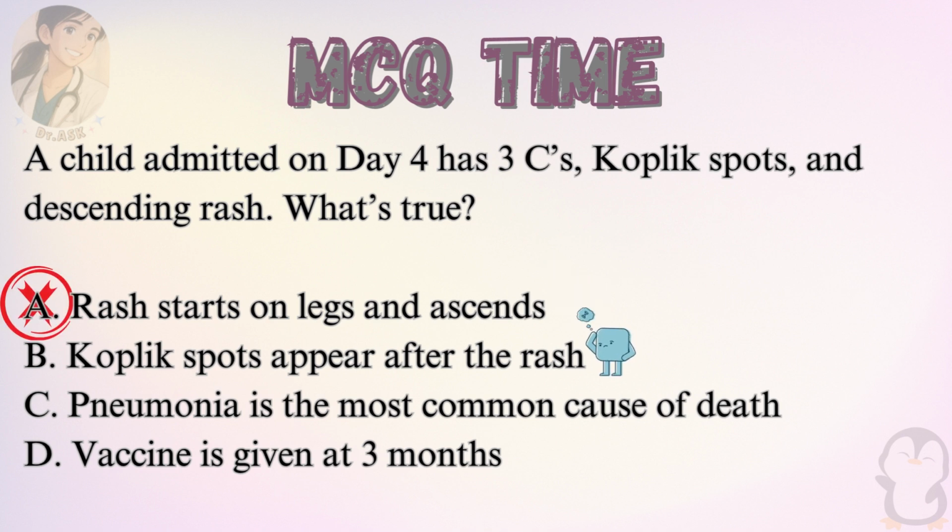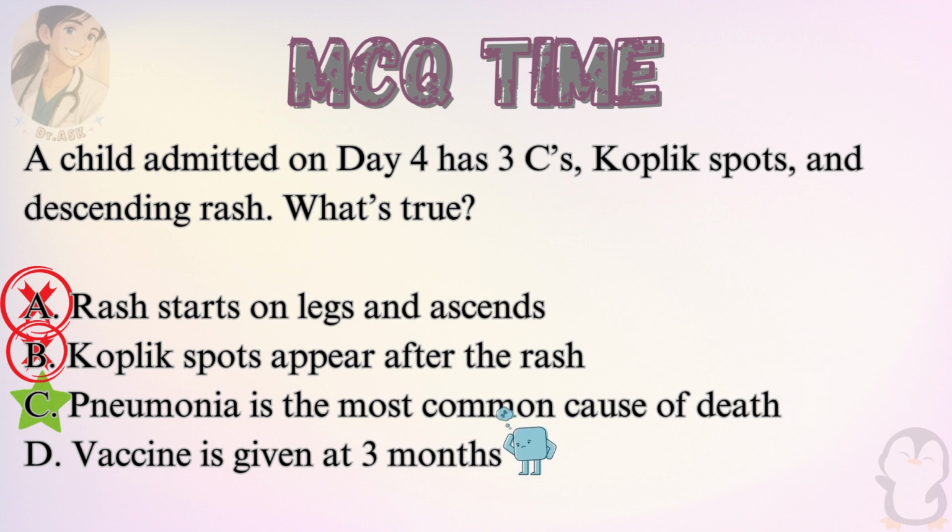Option B. Koplik spots appear after the rash. Nope, they come before the rash. They usually show up around day 2 or 3 of illness and disappear as the rash begins. Option C. Pneumonia is the most common cause of death. Yes, that's correct. Pneumonia is the leading complication and the most common cause of mortality in measles.